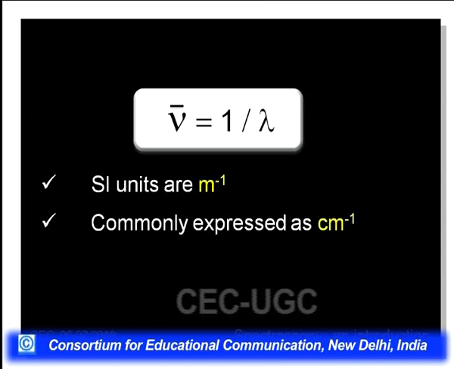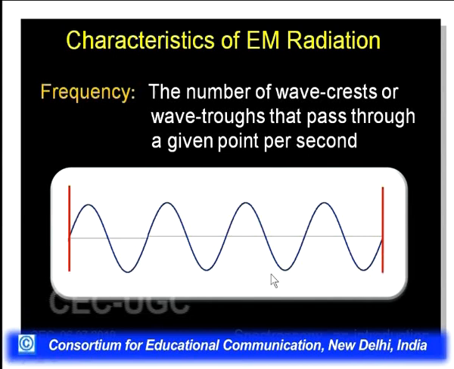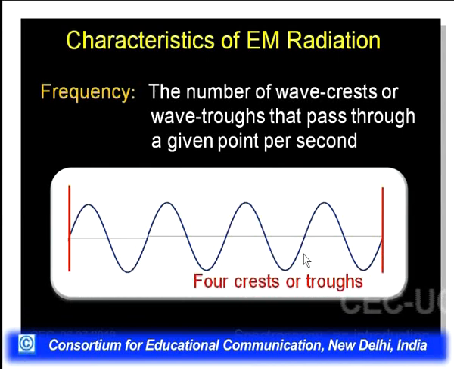Let's move further and take up the next characteristic, which is the frequency. Frequency, how frequent. This can be defined as the number of wave crests or wave troughs, or number of waves for that matter, which pass through a given point per second. That is the unit of time here. What it means is, suppose this is the distance which the wave travels in 1 second, and this point is my point of reference. As this wave is moving, you will find that about 4 crests or 4 troughs, or rather 4 waves, will be passing through this point here.